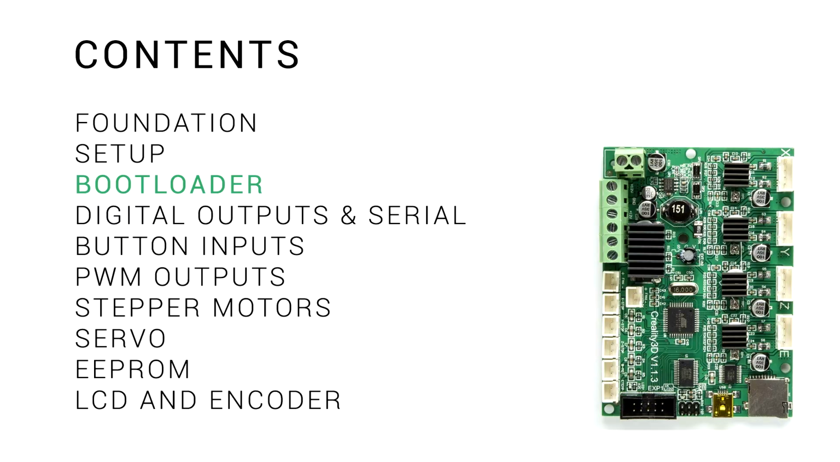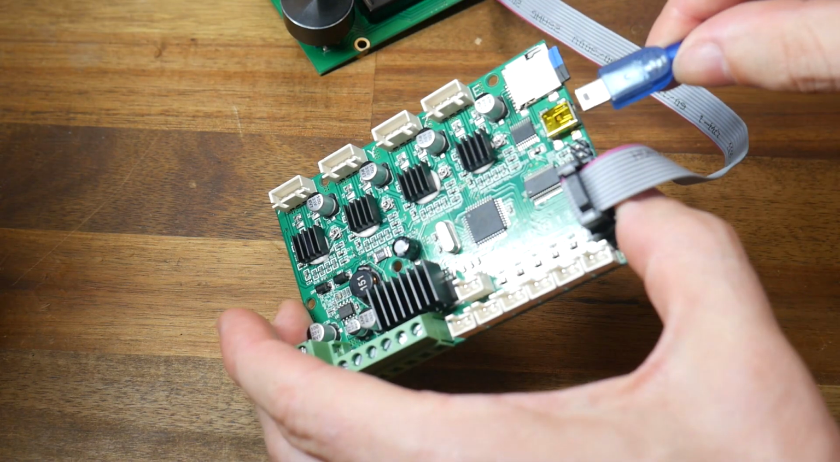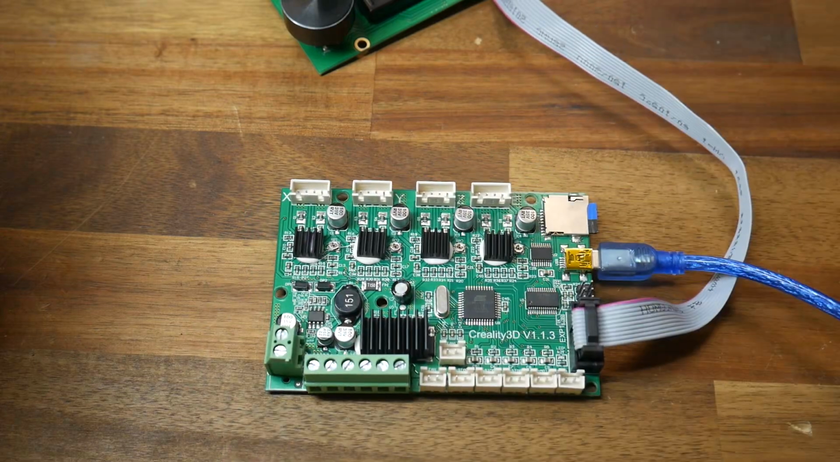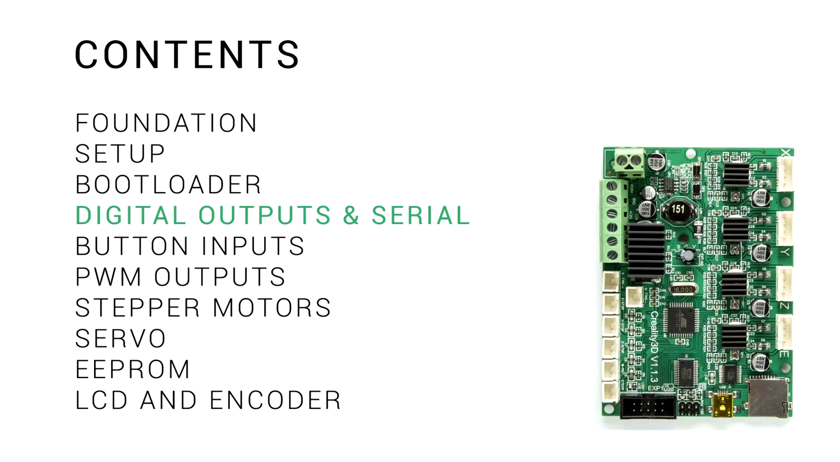A bootloader makes it possible to upload code from the Arduino IDE via USB cable. If you're using a RAMPS-based board, you can skip this step. Unfortunately, the Creality board doesn't come with one, but I do have a guide on how to add it. When this is done, to upload your sketches, you'll simply plug your computer in via the USB cable to the board. We're finally onto the main event. Let's upload our first sketch.